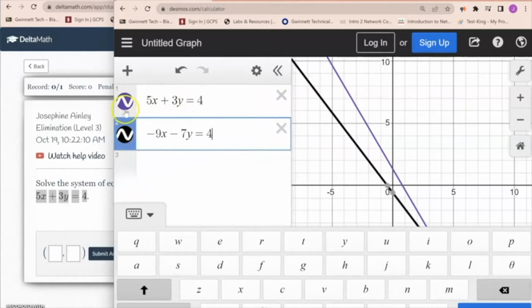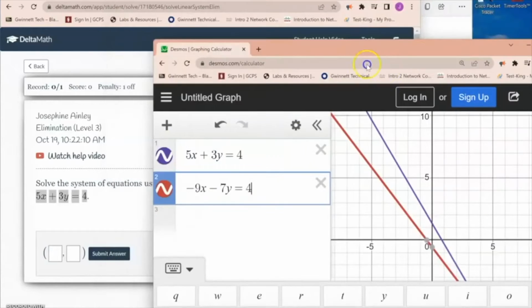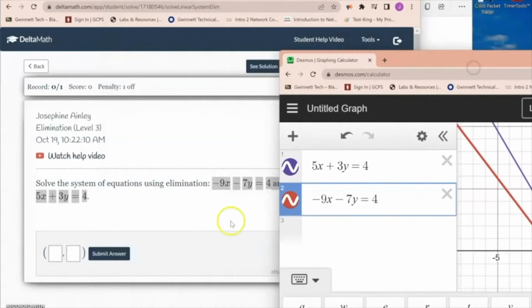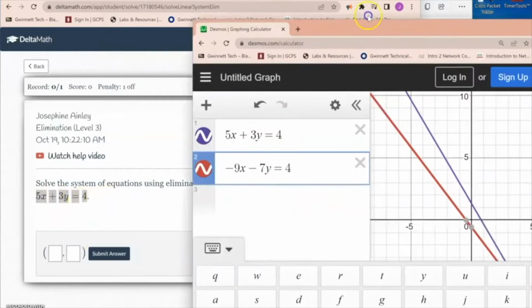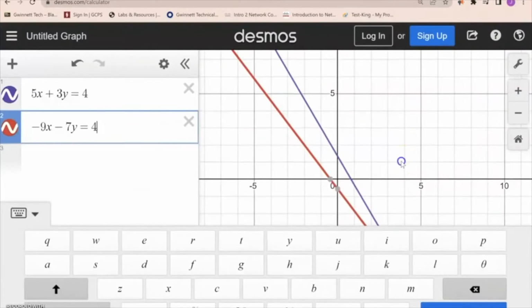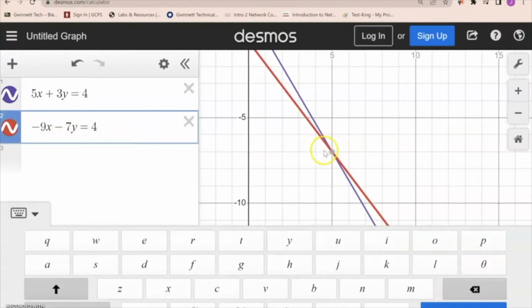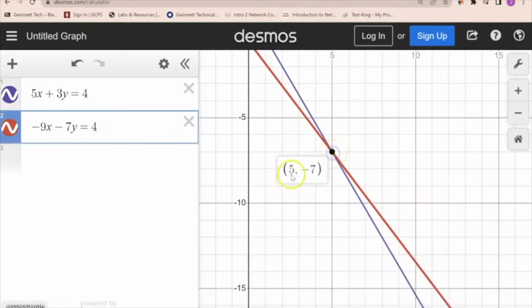Make sure they're two different colors. If they're not two different colors, go ahead and Control C again, Control V, and then cross out the extra one. Then always make sure it is what is in the question. Negative 9x minus 7y equals 4, 5x plus 3y equals 4. Perfect. Again, anytime you're solving a system of equations, the intersection is the solution. I can't see this really clearly, but if I click into one of these, I get the dot. Okay, so 5, negative 7 is my solution.